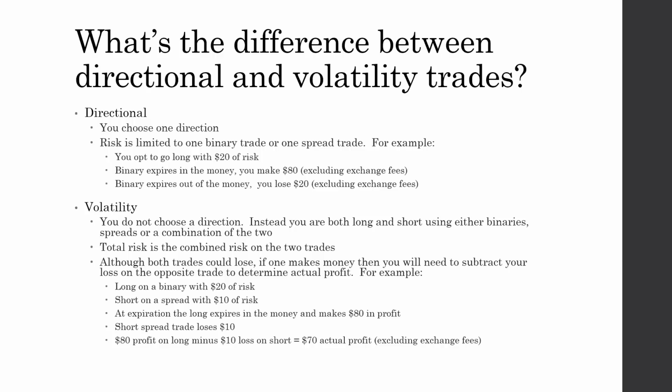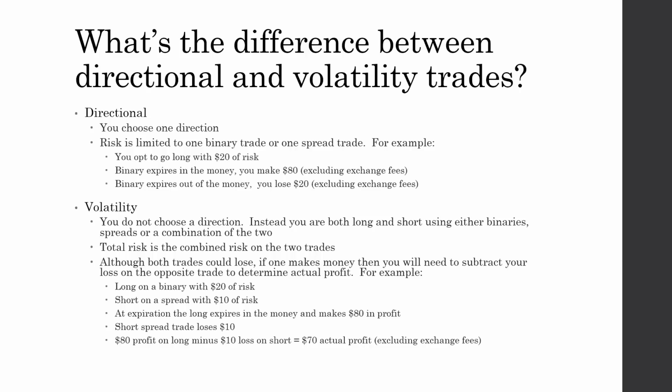A volatility-based trade, you don't choose a direction, okay? Instead, you go both long and short using either binary spreads or a combination of the two. Now, this does increase your risk because you have two trades instead of one. So, for example, if the market doesn't move at all, you could actually lose on both of your trades, okay? You really need that movement for a volatility-based trade, okay?